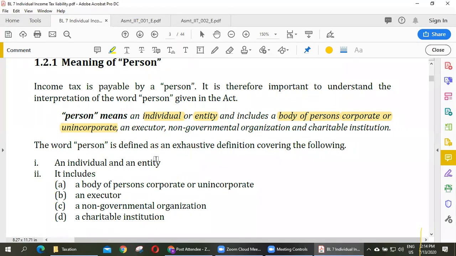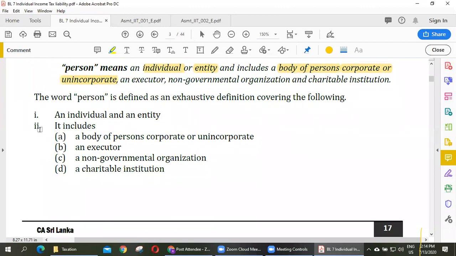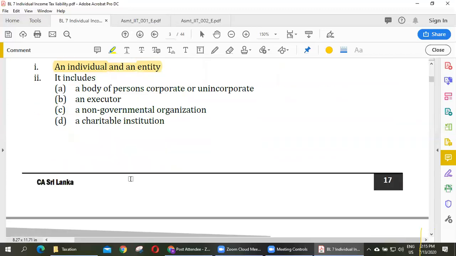The word person is defined with an exhaustive definition covering the following. To make it simple: an individual, people like you and me. The entity includes a body of persons, corporate or unincorporated, executor, non-government organization, and charitable institutions like Vihara, Kovil, like that.